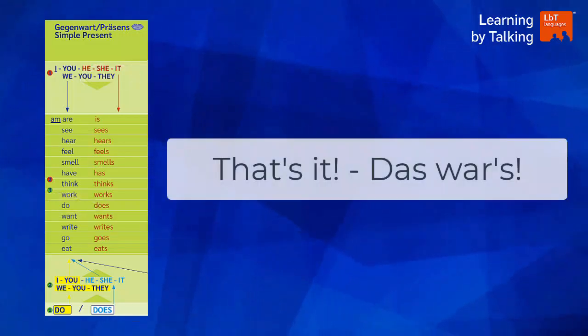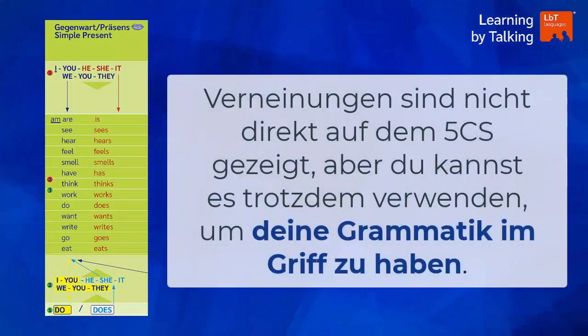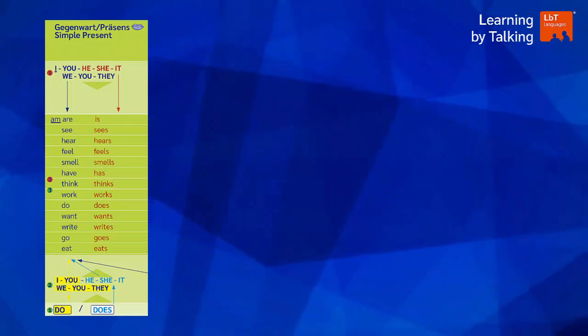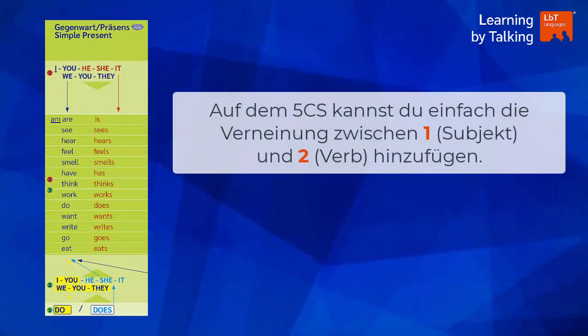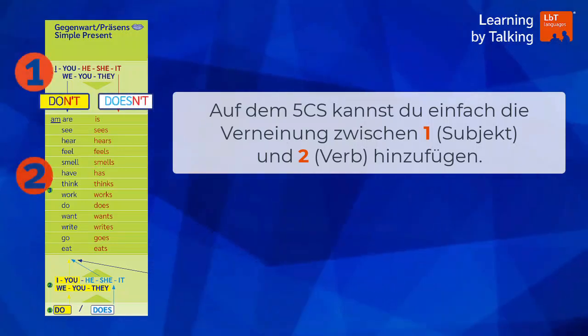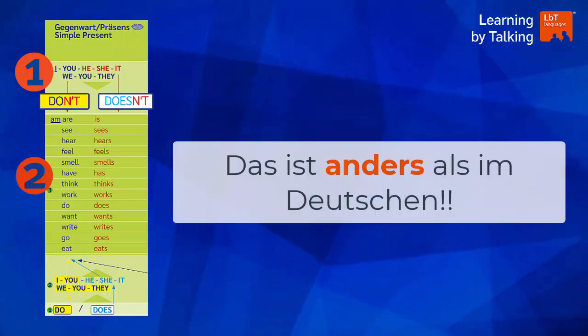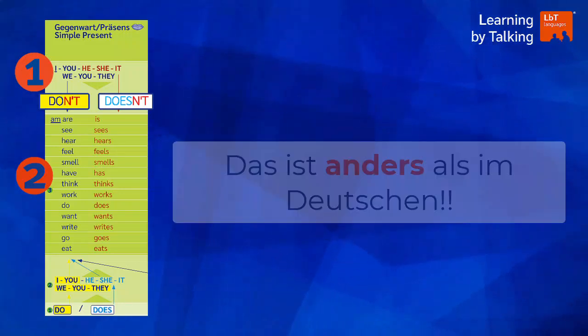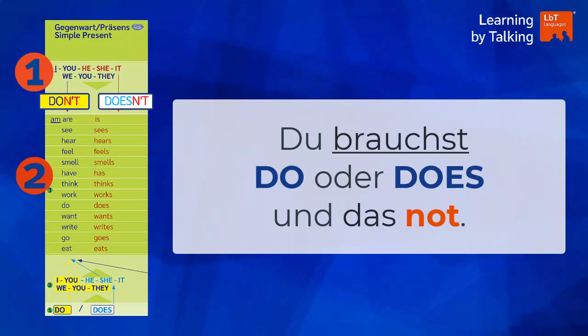That's it. Negatives aren't shown on the 5-column system, but we can still use it to keep our grammar in line. On the 5-column system, you simply add the negative between 1, the subject, and 2, the verb. This is different from how we use negatives in German. You need do or does and the not.